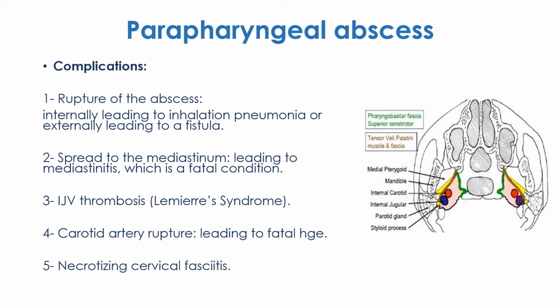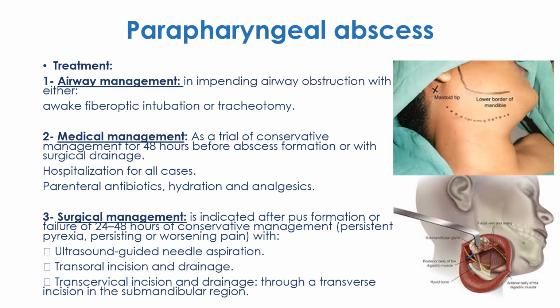Complication: rupture of the abscess internally will lead to inhalation pneumonia, externally will result in external fistula, spread to the mediastinum leading to mediastinitis, which is a fatal condition, internal jugular vein thrombosis, which is called Lemierre's syndrome. Carotid artery rupture will lead to fatal hemorrhage, necrotizing cervical fasciitis. And treatment: there are 3 different lines of treatment for parapharyngeal abscess.